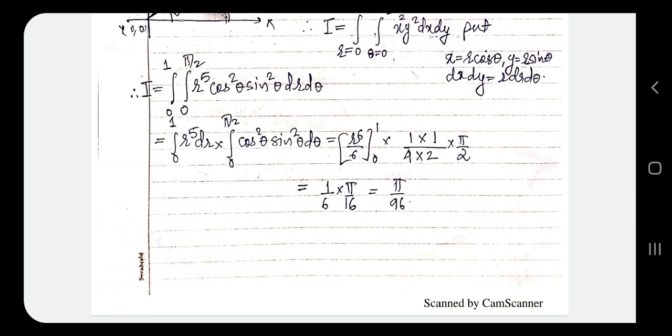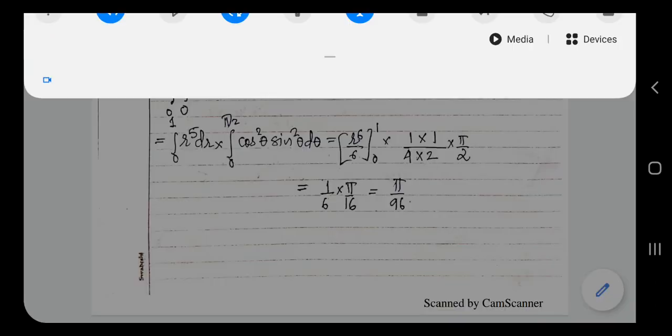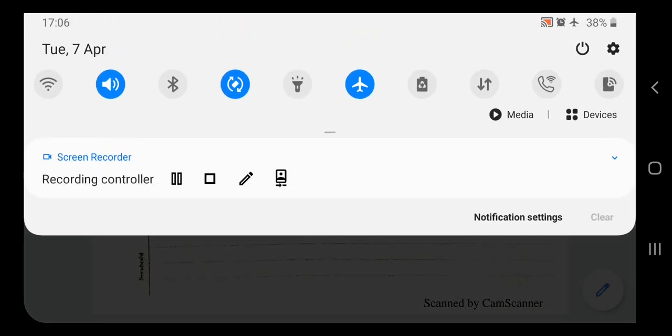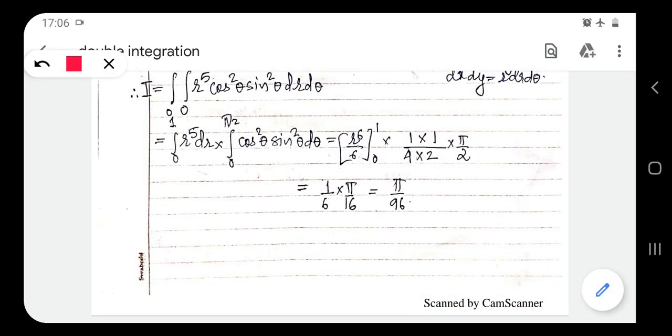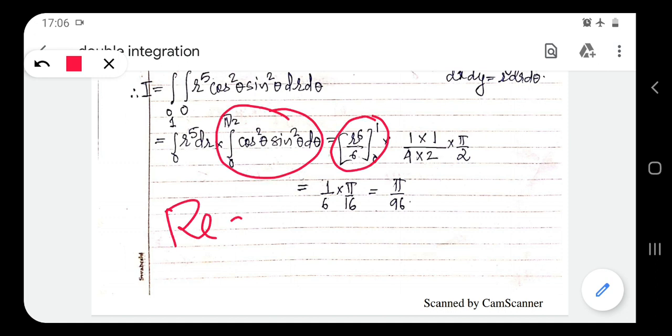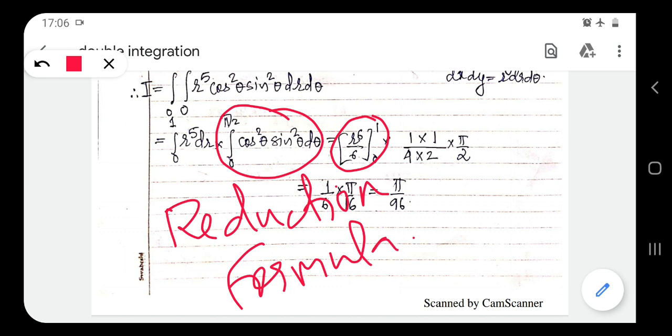Try to solve this. So this is easy to solve. I have used the reduction formula to solve that integral. Answer is pi by 96. Use the reduction formula.